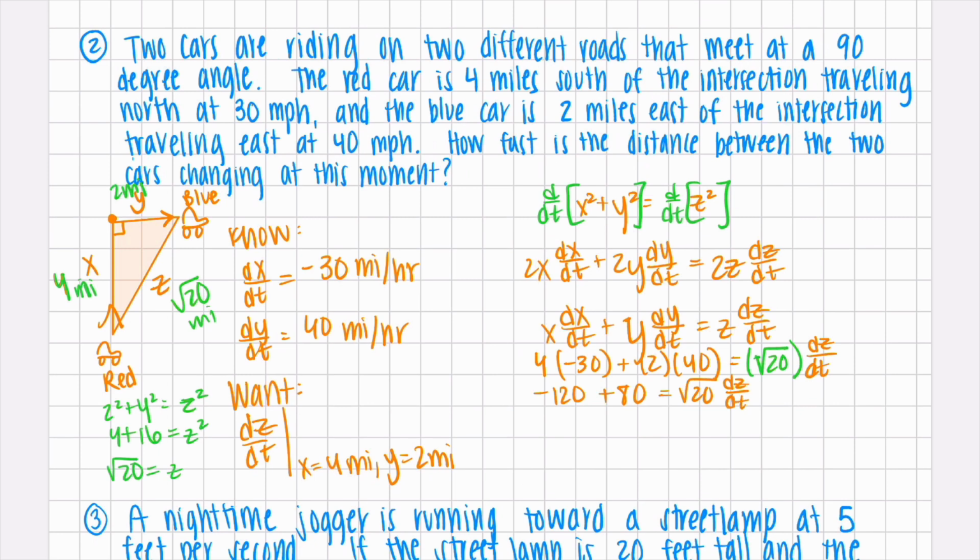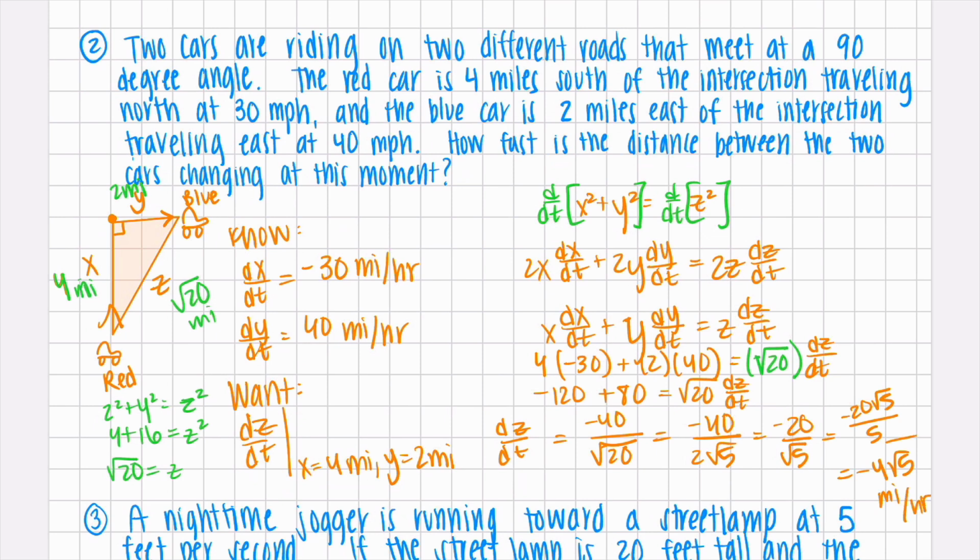Negative 120 plus 80 is negative 40, and I want to divide by the square root of 20, and that is my dz/dt. Let's simplify this. Square root of 20 is going to be 2 rad 5, which is negative 20 over rad 5. I'm going to rationalize. Negative 20 rad 5 over 5. 20 and 5 cancel. I get negative 4 rad 5. And then for units, we're dz/dt, so z is miles, t is hours. And that is our dz/dt.